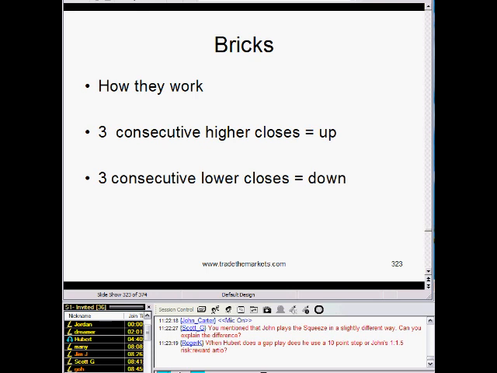The question is, Justin asks, for stocks that are in the squeeze, you must look at the chart to identify if you should go long or short. Yes, that's correct, Justin.